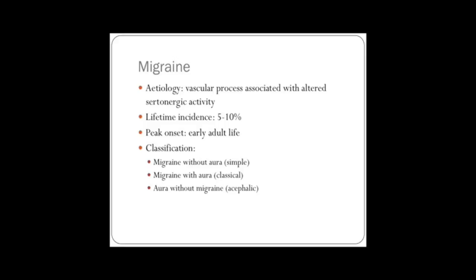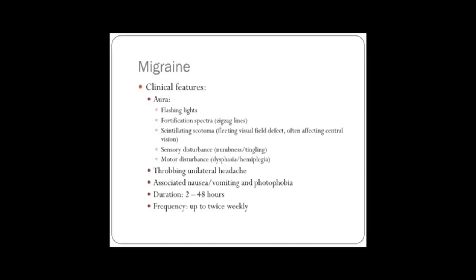And it can be broken down into 3 different types of migraine. Simple migraine, which is just the headache, a migraine without an aura. The classical migraine, where the patient gets an aura, and I'll explain what that is in a moment, before they get the headache. And then acephalic migraine, where the patient doesn't actually get headache, but does have the symptoms of the aura beforehand. So what exactly is this aura?